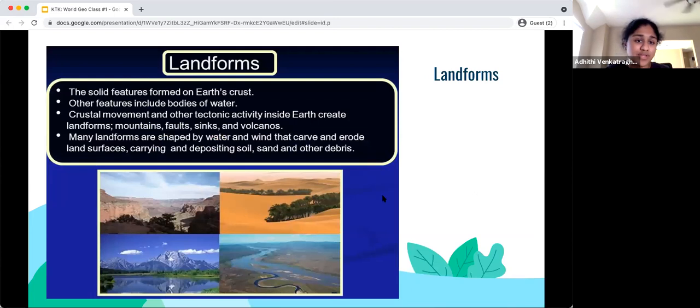So there's some further things about landforms, and they are solid features formed on the Earth's crust and bodies of water. So crustal movements and other tectonic activity, which we're going to go over in a second, create landforms like mountains, faults, sinks, volcanoes. Many landforms are also shaped by water and wind that carve and erode land surfaces. So they carry and deposit soil, sand, and other debris. So we know about weathering, erosion, deposition, and that is what causes landforms.